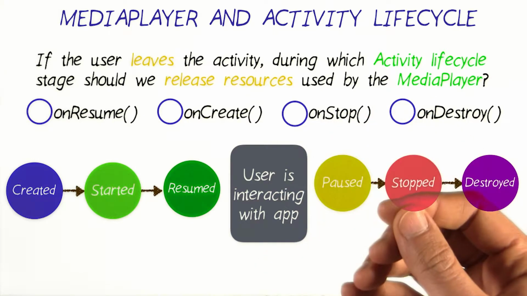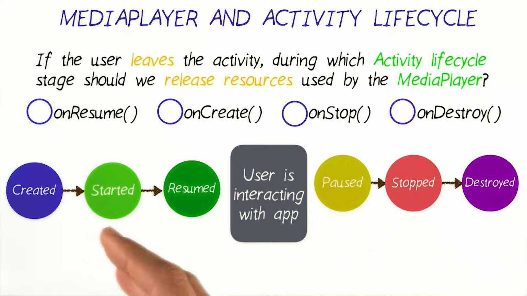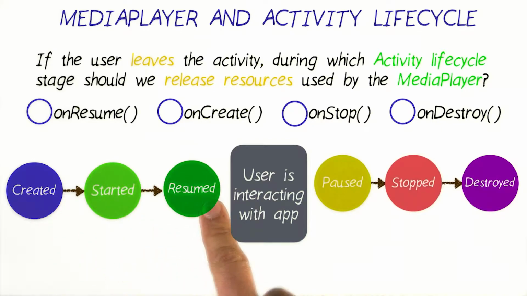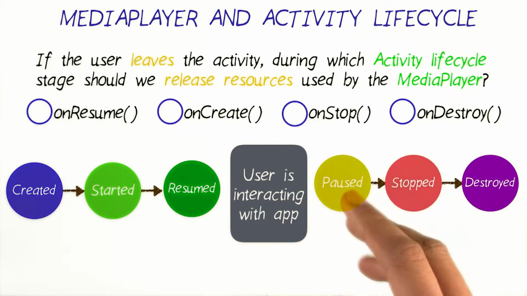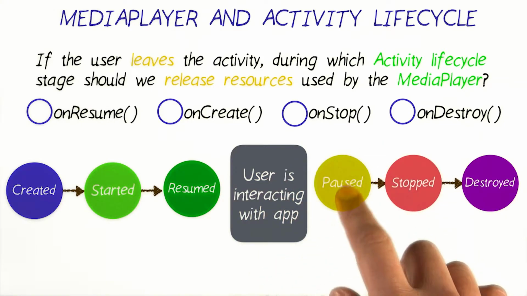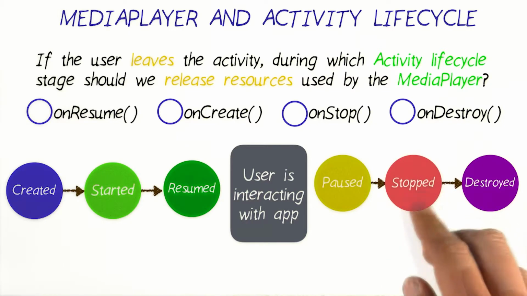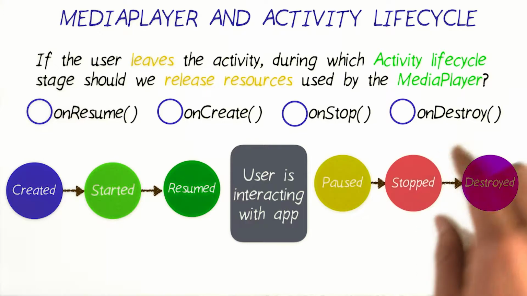Remember that when we create an activity, it moves through the lifecycle stages of first being created, started, and then resumed. And then the user can interact with the activity. When the user moves away from the activity, it moves into the paused and then stopped state. If the system kills the activity because it's no longer needed, then it moves into the destroyed state.